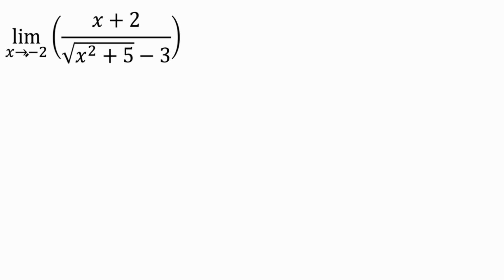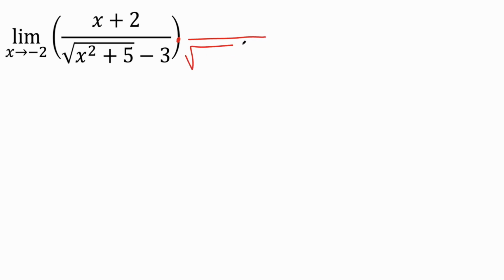So it's saying the limit as x approaches -2. But the problem is if I plug in a -2 here, I get -2 squared, which is -2 times -2, which is 4. 4 plus 5 is 9. The square root of 9 is 3, and 3 minus 3 is 0. Likewise, -2 plus 2 is also 0. So I have 0 divided by 0, and that's a big red flag that we have to approach this problem differently. So what I'm going to do is multiply by the conjugate.